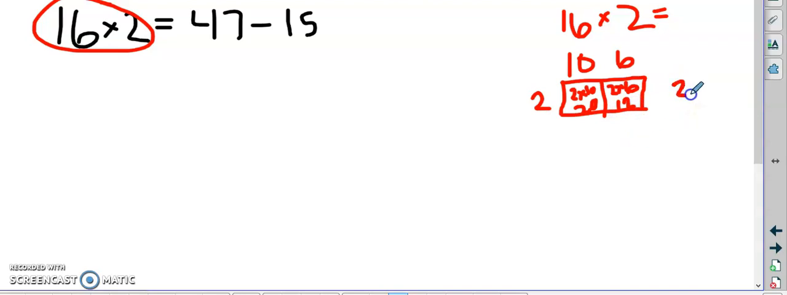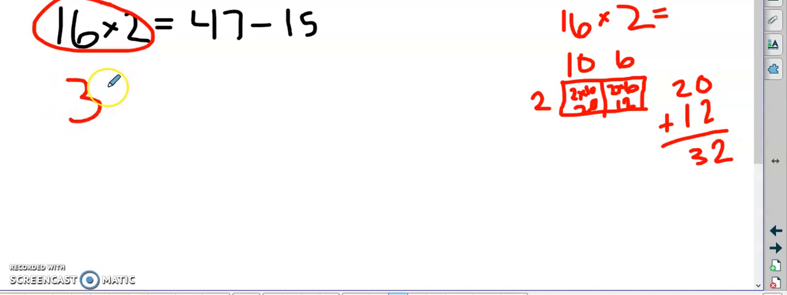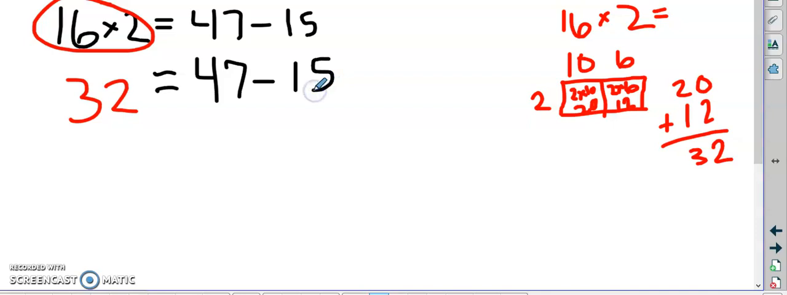So we come over here, 20 plus 12. So we take 0 plus 2 equals 2. And 2 plus 1 equals 3. So that's 32. Alright, so we can bring this down, and that's 32. We're going to keep our equals in black. So now we have to find out 32 equals 47 minus 15. So now, guys, we have to do our subtraction.